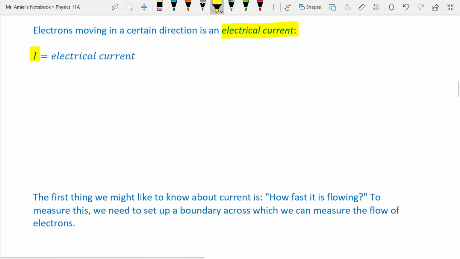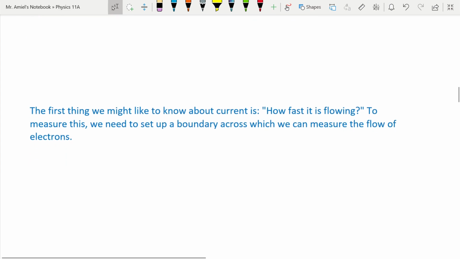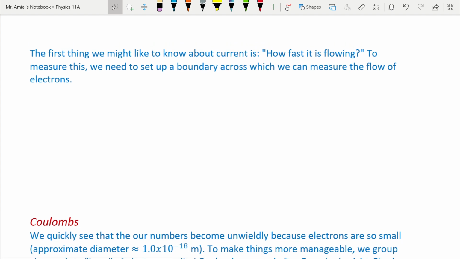Now that we know that electricity is this flow of electrons in a certain direction, the first practical question we might want to ask is, how fast is this current flowing? To measure that, we're going to need to set up a boundary across which we can measure the flow of electrons. So what are we talking about here?